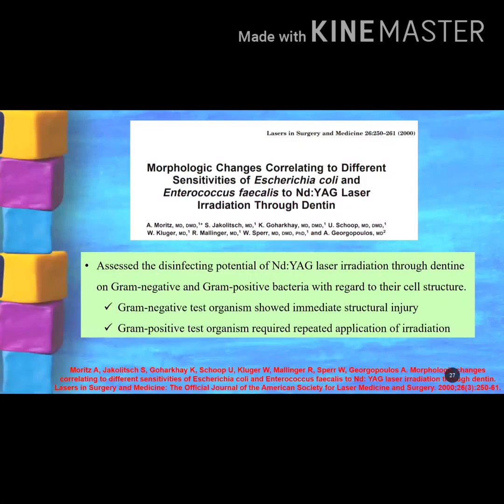Now, morphological changes correlating the different sensitivity of Escherichia coli and Enterococcus faecalis to the Nd:YAG laser irradiation through dentin. In that, they assessed the disinfecting potential of Nd:YAG laser irradiation through dentin on gram negative and gram positive bacteria. On gram negative, it showed immediate structural injury, and the gram positive test organism required repeated application of irradiation.